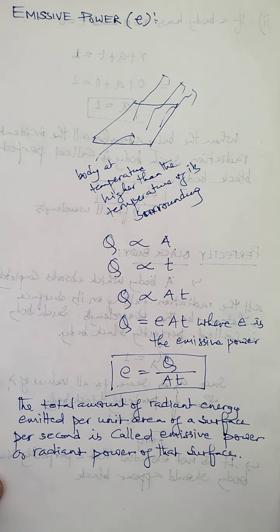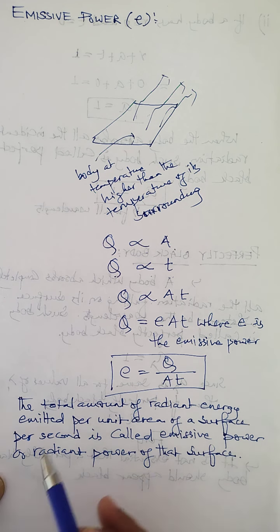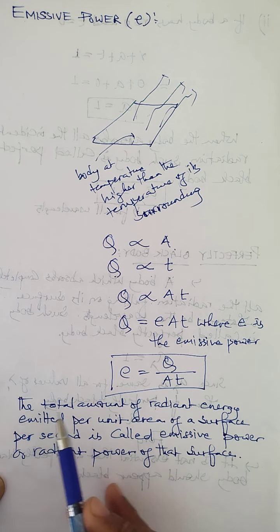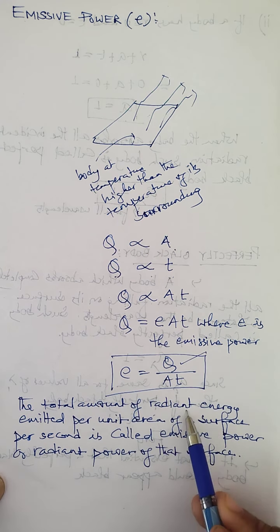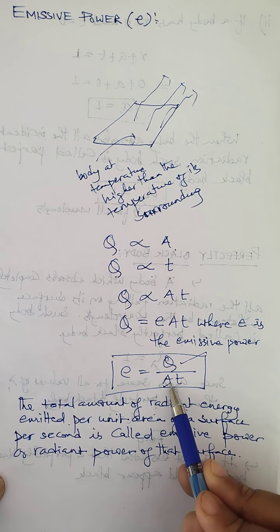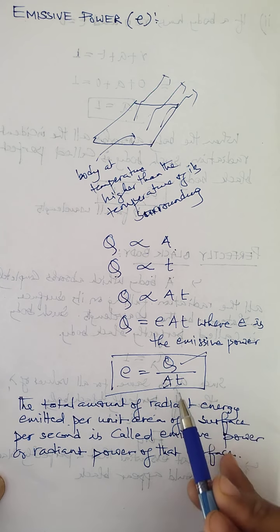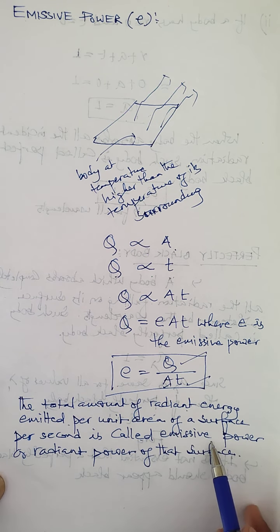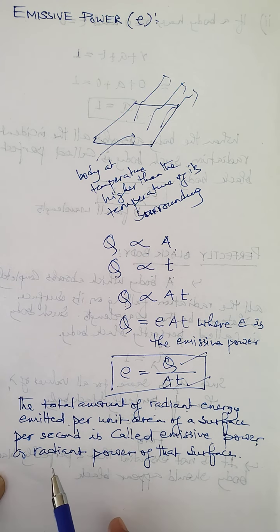So children, whatever explanation I have given just now, I have written in the form of a statement. The statement says that the total amount of radiant energy emitted per unit area of a surface per second is called emissive power, also known as the radiant power of that surface. So this is the statement of emissive power.